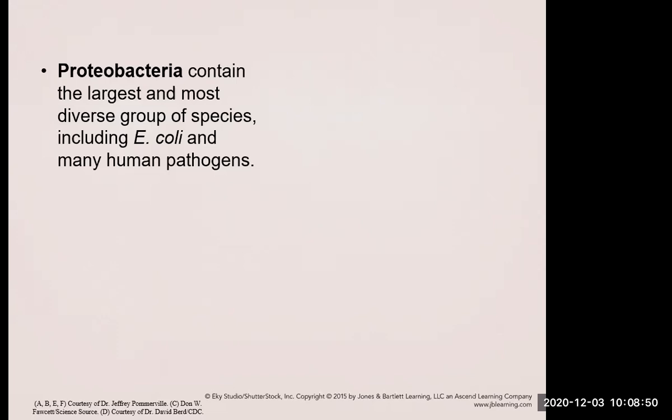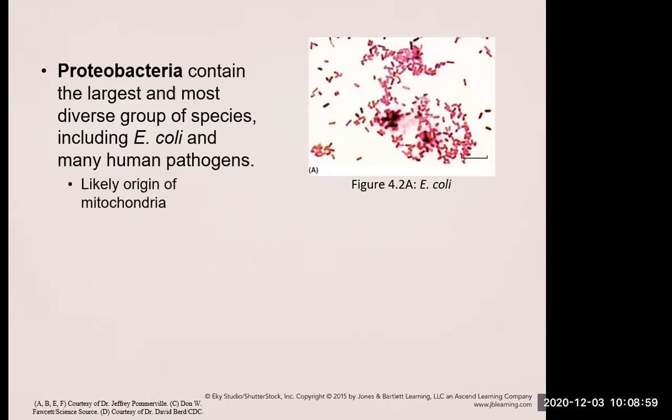So the proteobacteria, these are the largest, most abundant group. These are all gram-negatives. This is where E. coli fits in. And we think that this is the likely origin for where mitochondria come from. So this is a gram stain. They show up red or pink.